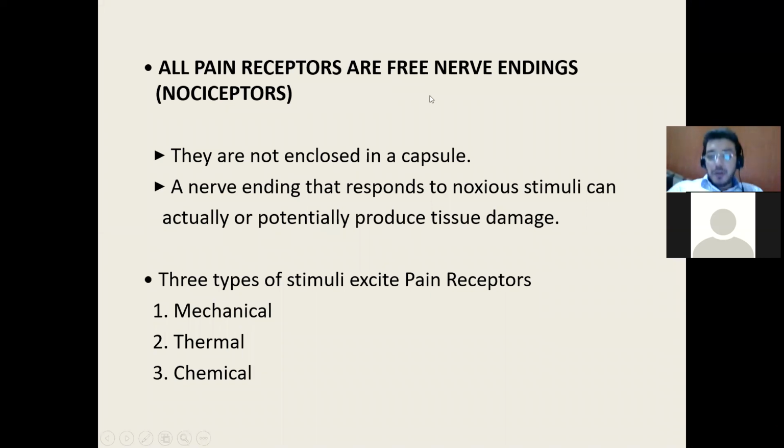There are three types of stimuli which excite the pain receptors. When we talk about the three types of stimuli which excite the pain receptors, you have a mechanical stimulus, a thermal stimulus, or a chemical stimulus.